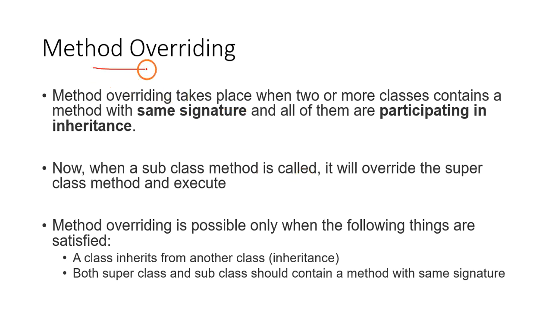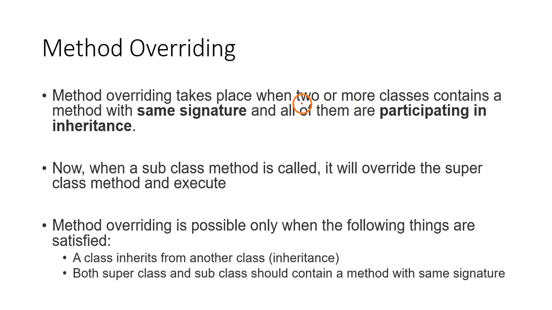Now the second part, method overriding. You already learned method overloading. Now this is another thing called method overriding. First let's see what method overriding is. For method overriding to happen, you should have inheritance. You should be using inheritance.